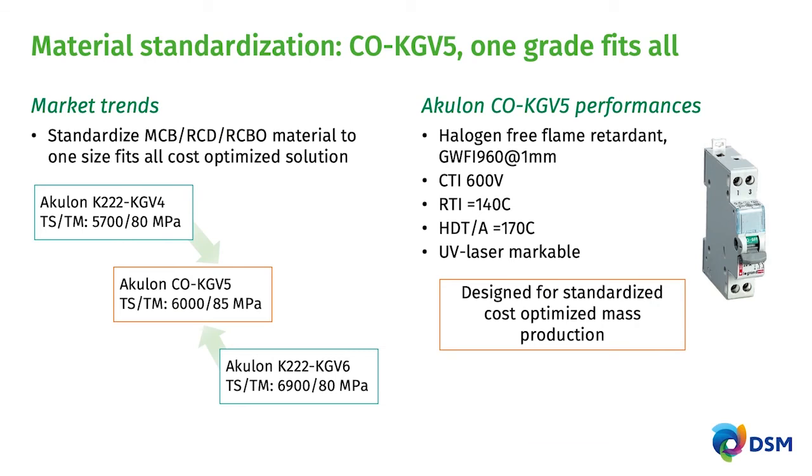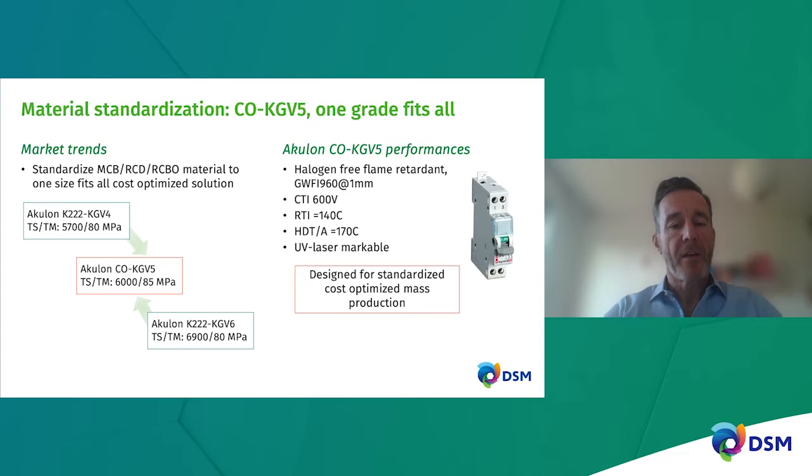For the residential distribution, the MCBs that are used have different ratings, and depending on the rating, every time a different material is used. So various material solutions are used in this segment, from 25% mineral filled, 20% glass filled, 30% glass filled. And this is quite a hassle from a technical and from a commercial point of view. So in the market, there was a request for a one-size-fits-all cost-optimized solution.